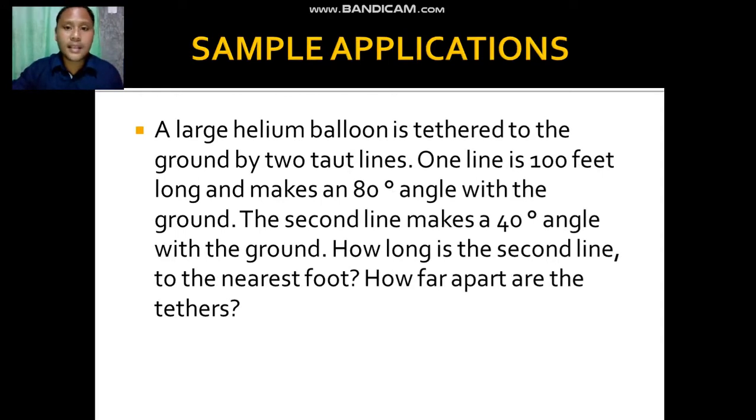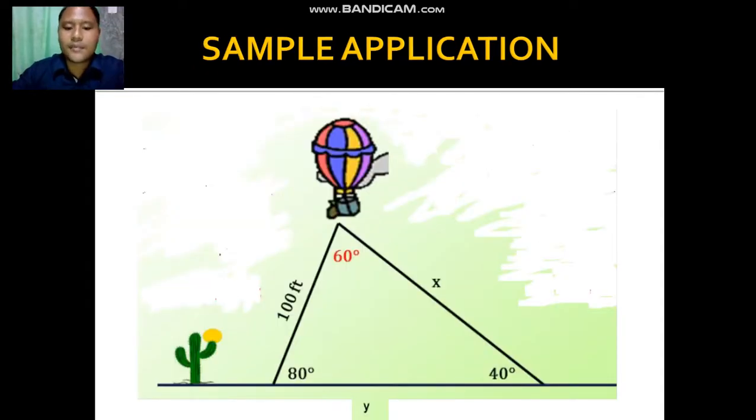Now, let's have the sample applications of the law of sines. This is a real world problem, and let me illustrate this word problem by this drawing. According to the word problem, a large helium balloon is tethered to the ground by two taut lines. One line is 100 feet long and makes an 80-degree angle with the ground. The second line makes a 40-degree angle with the ground. How long is the second line?